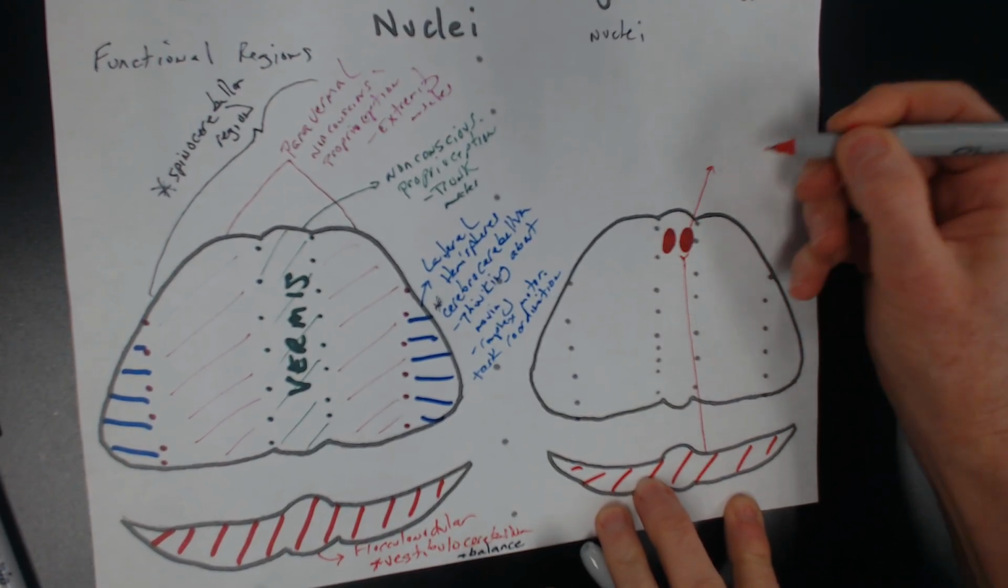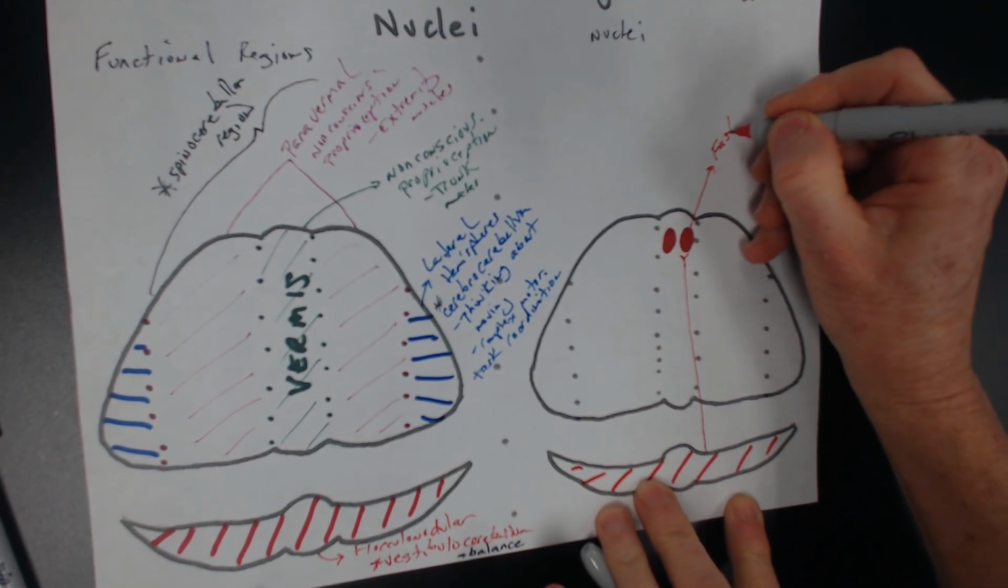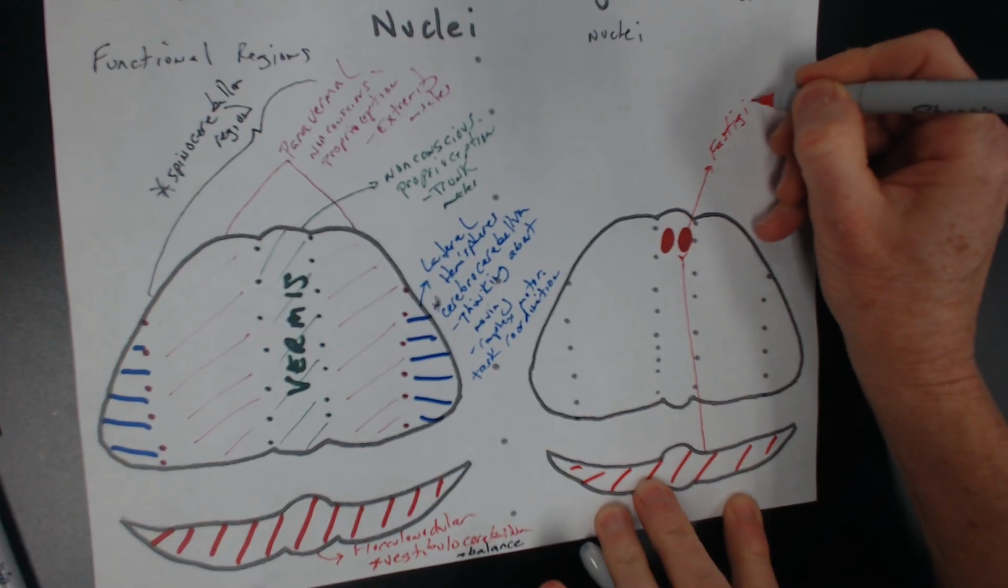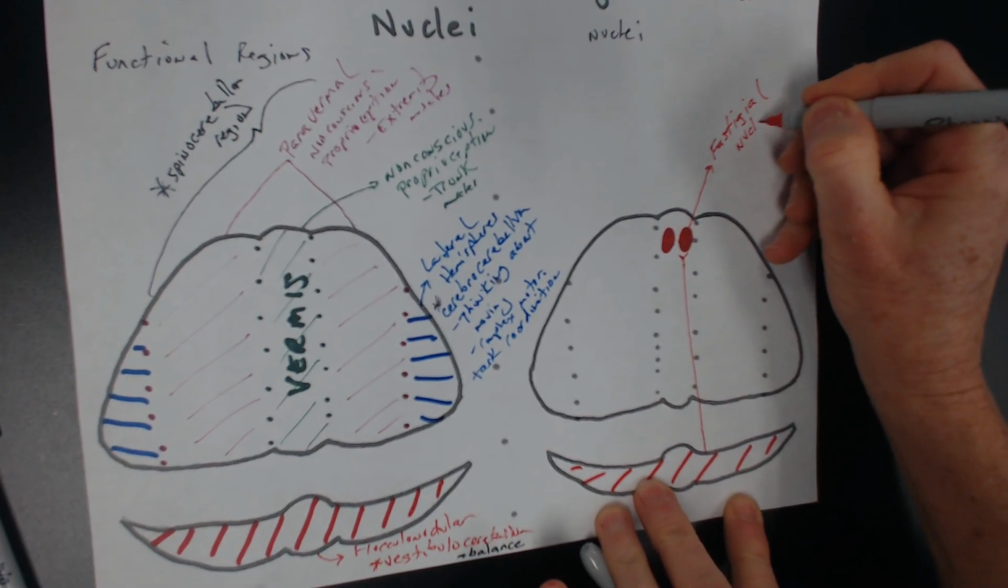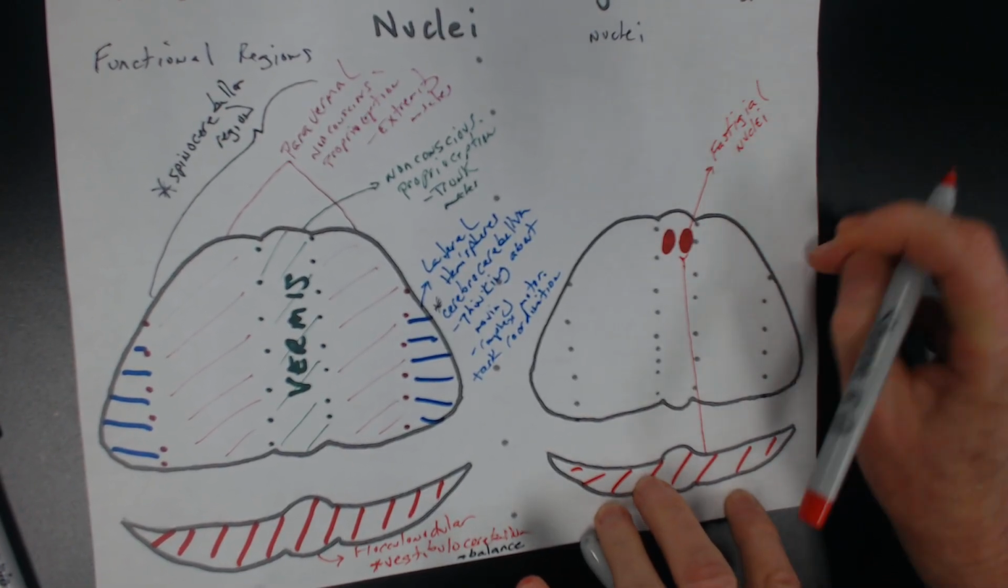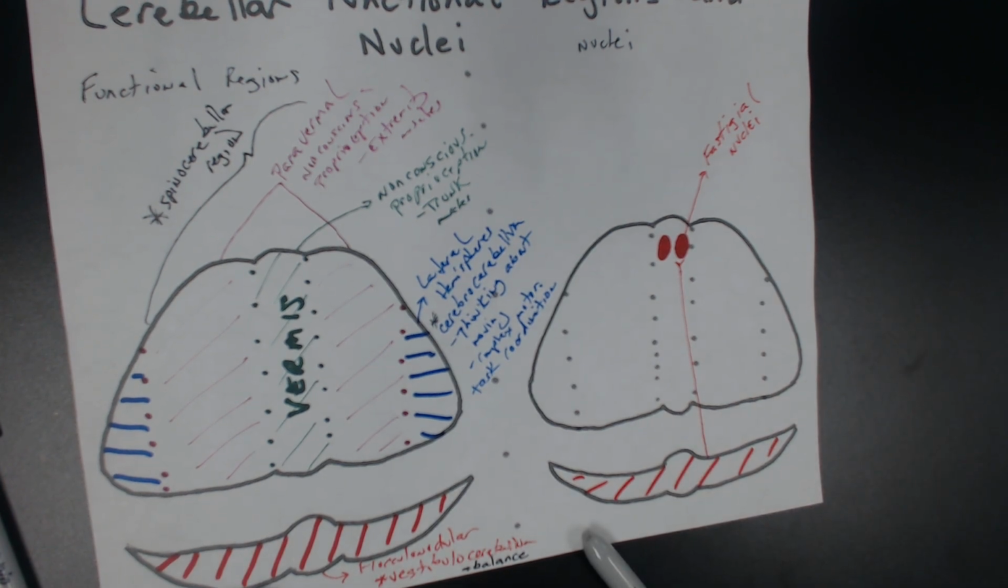These are the fastigial, F-A-S-T-I-G-I-A-L, nucleus, or nuclei. The fastigial nucleus is associated with the vermal region, as well as the vestibulocerebellar region.